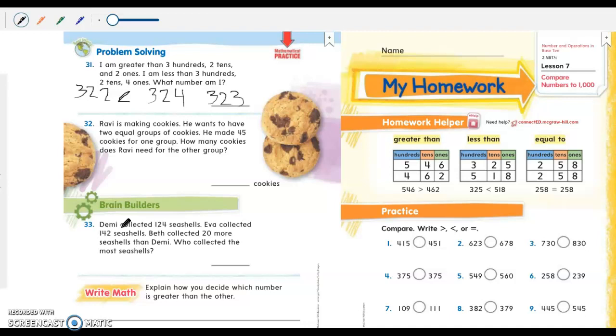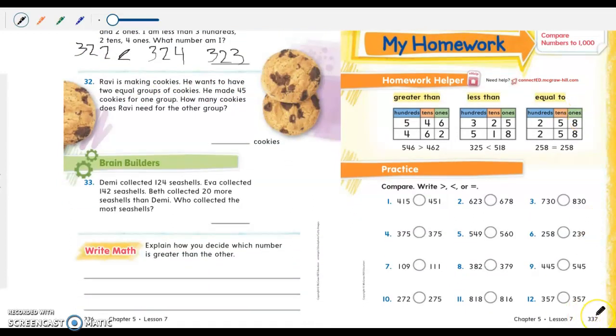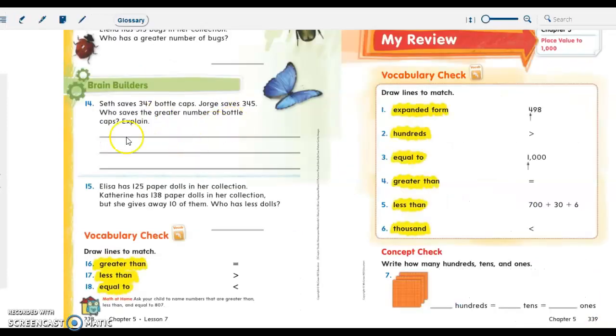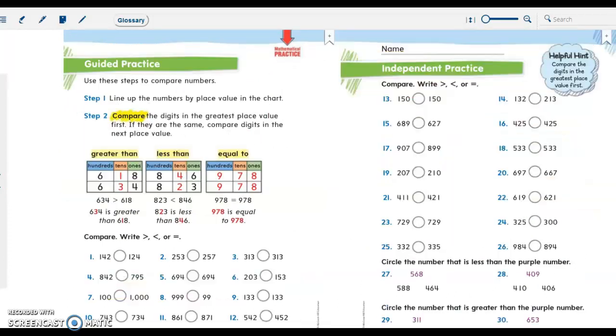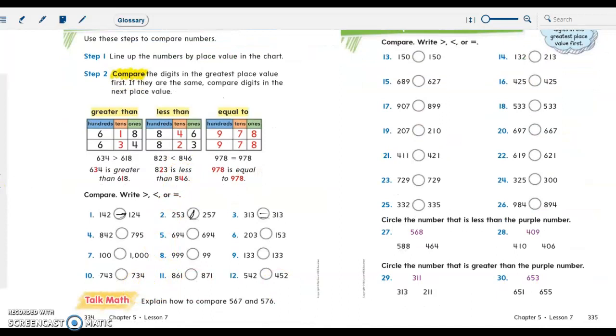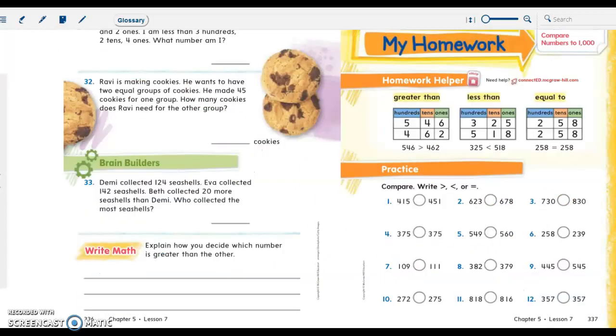And for homework, you will complete page 337 and 338. You will complete those for homework. Now, pages 334 through 336 is classwork. So you're going to complete this at this time. And for homework, you are going to complete 337 and 338 on your own.